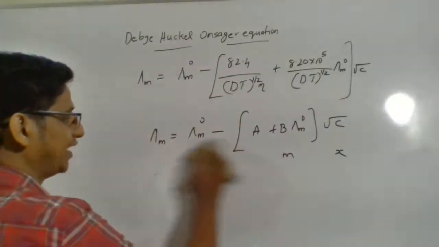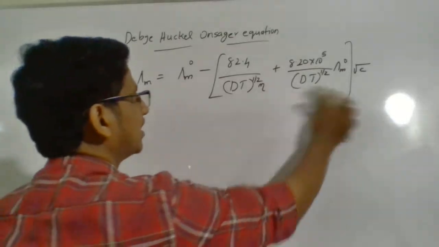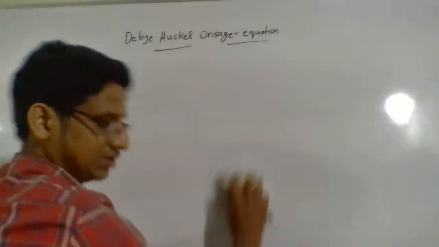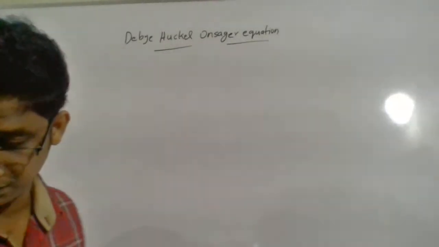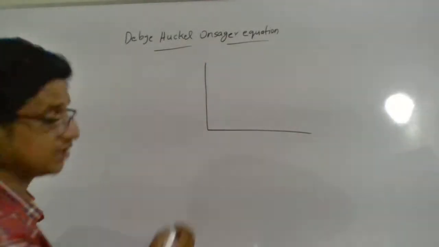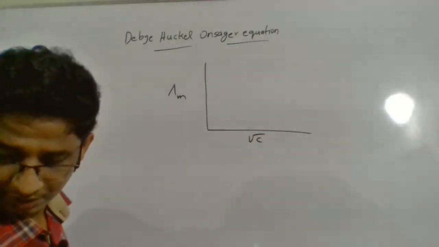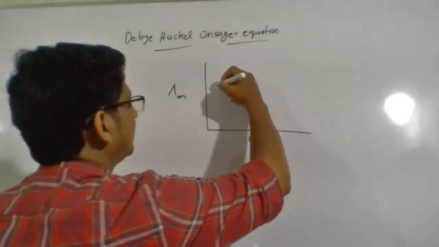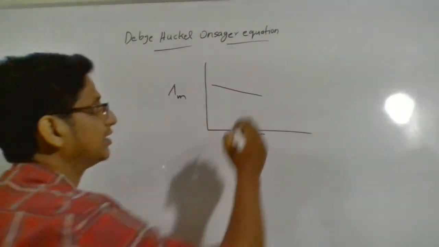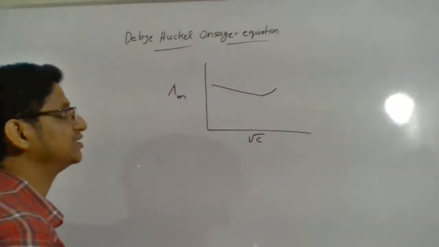Now let us validate this Onsager equation by plotting the graph, to see whether we get the correct result or not. Let us check it. If you talk about the validity of the Onsager equation, if you plot a graph between lambda m versus root c, it is an interesting kind of plot that we are getting. Actually we are getting a straight line, that's okay, but it is going like this, and as the concentration increases, an increase in molar conductivity is observed.